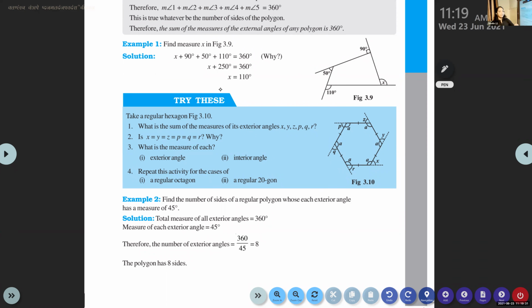Understood. What can you tell about its angles? Interior angles are the same. What are their interior angles? What is the measurement of the interior angle?